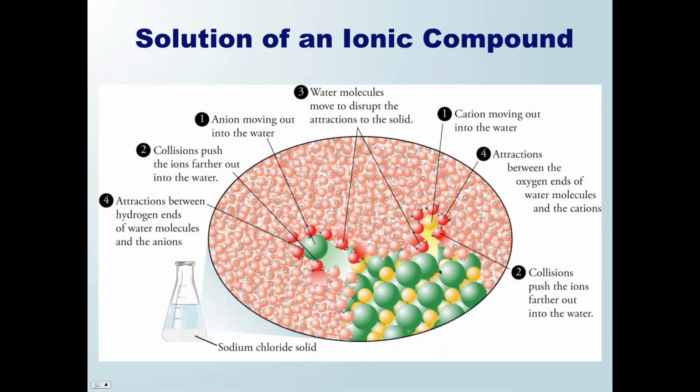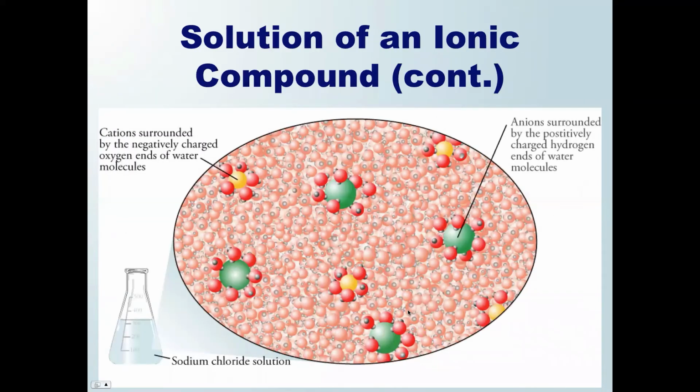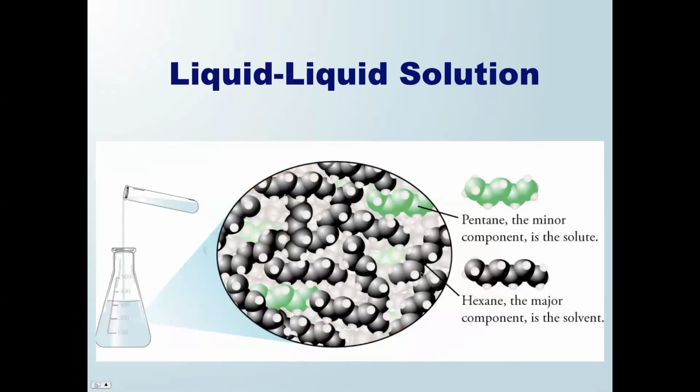Okay, let's continue. Okay. And so that's actually shown on this page. So the cations are surrounded by the negative oxygens, and the anions, the green, are surrounded by the positive hydrogen ends, right? Okay. You can have other solvents.